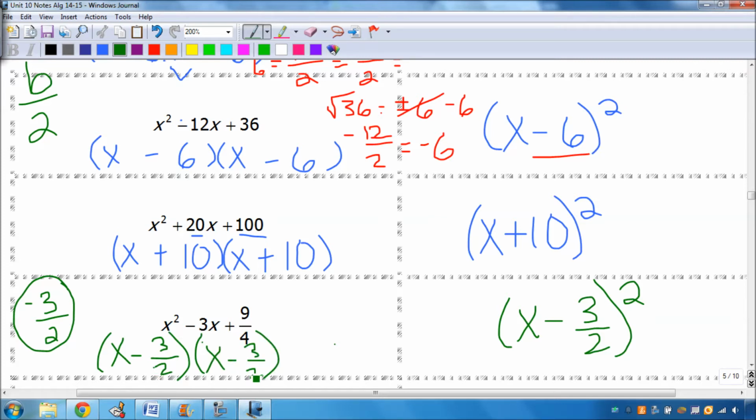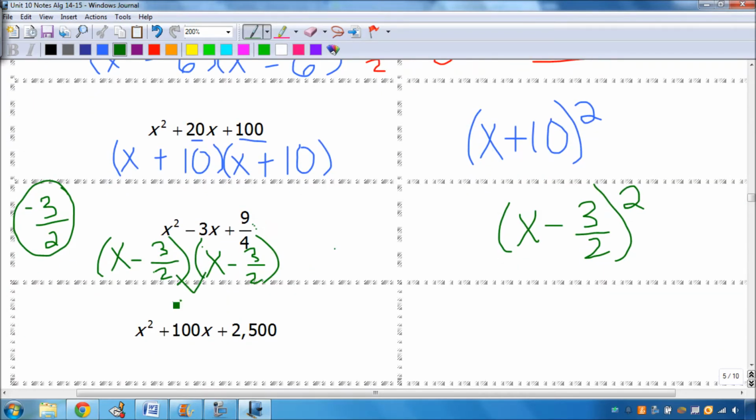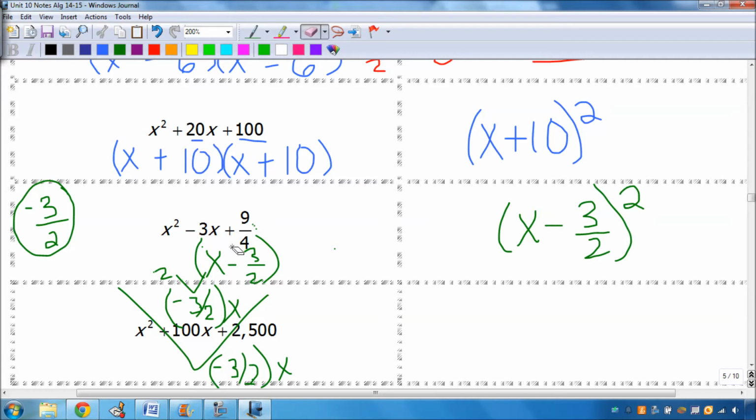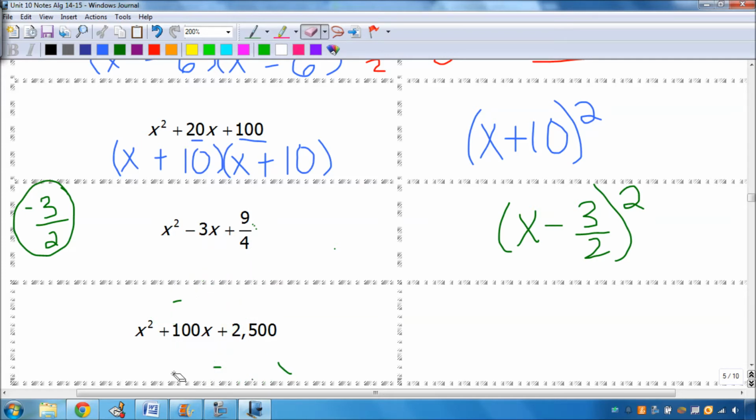Negative 3 over 2 times negative 3 over 2 does give me this 9 over 4. And then when I do my carets, I get negative 3 over 2 x, and then out here I get negative 3 over 2 x. And when you add negative 3 over 2 to negative 3 over 2, you end up getting negative 6 over 2, or negative 3, so that works. It's a perfect square trinomial, okay?